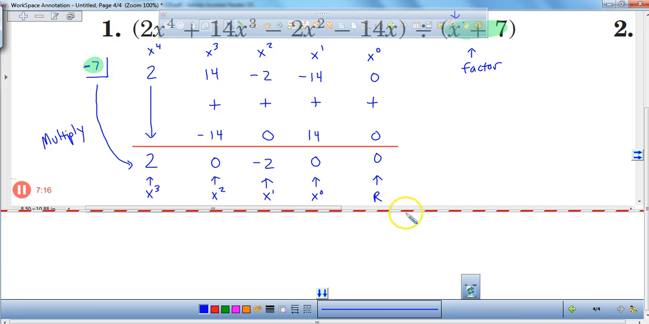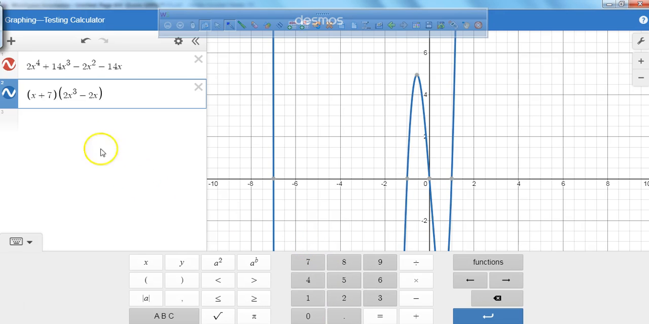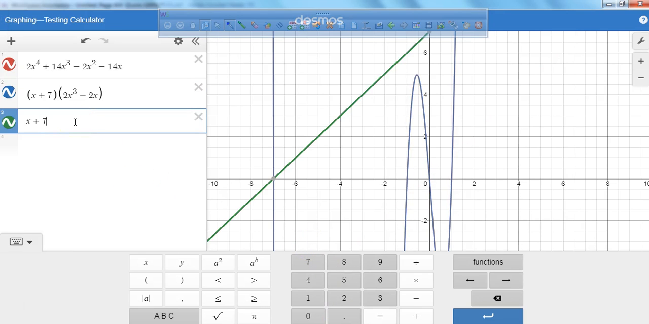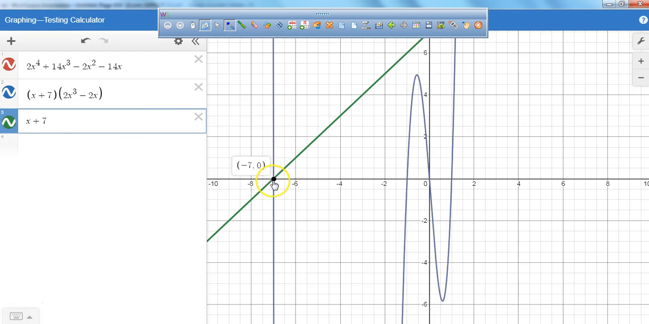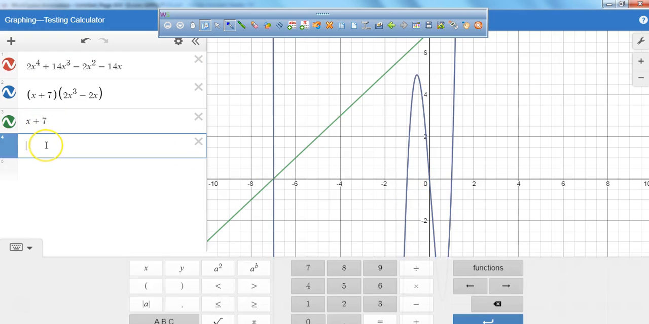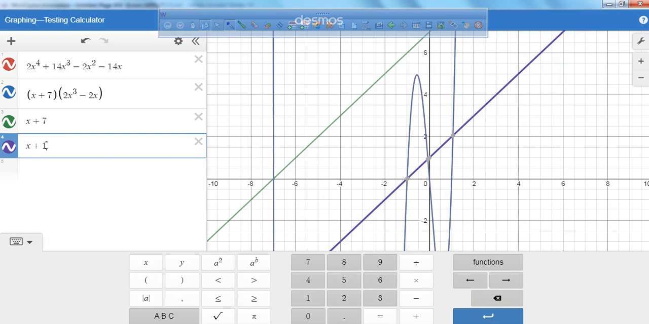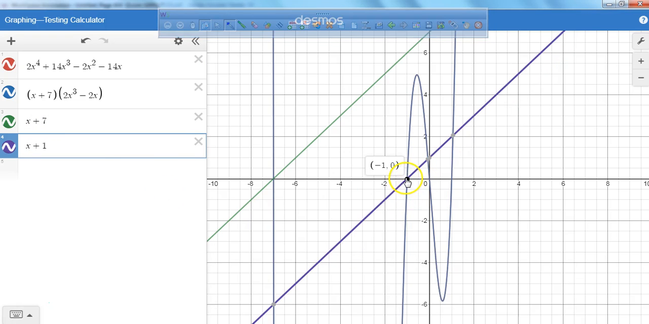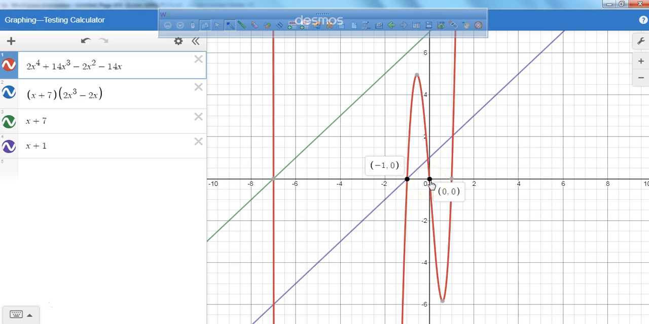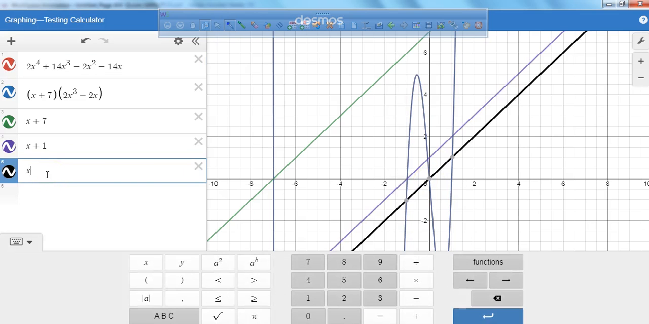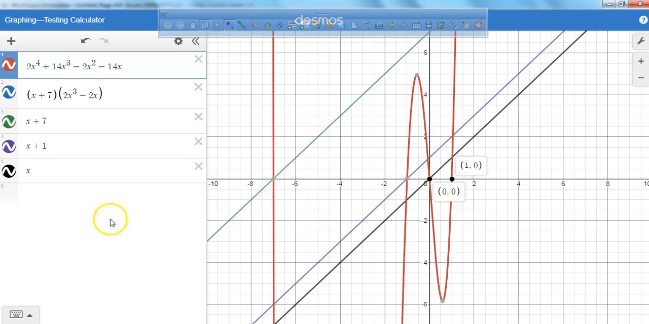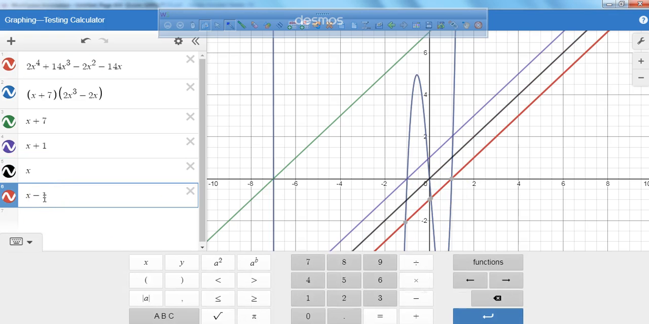Now, let me show you. It's kind of cool on Desmos. What does a linear factor do? Watch this. If I put x plus 7, look what happens. That's one of the linear factors right there, at -7. What's this? -1. Watch. If I put x plus 1, guess what? That's another linear factor. What's this number? 0? Okay, fine. X, right there, 0. And then what's another one? 1. I could put x minus 1.